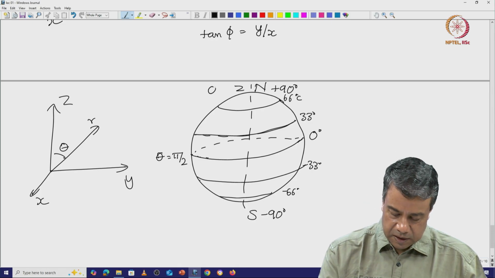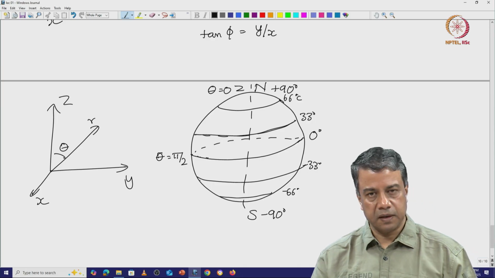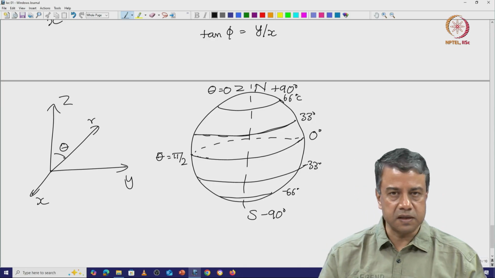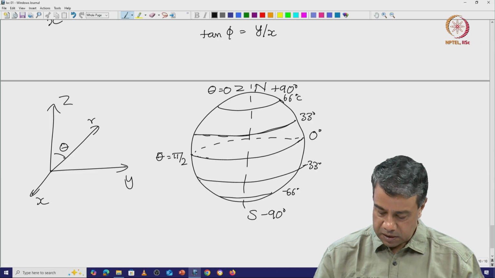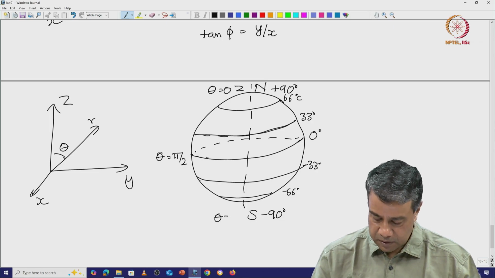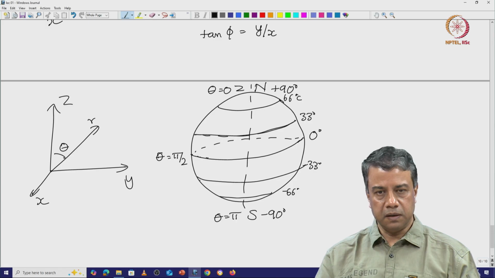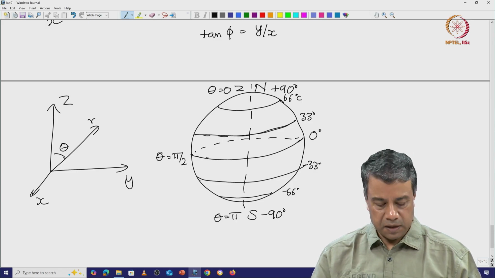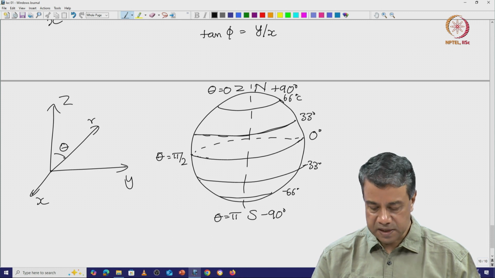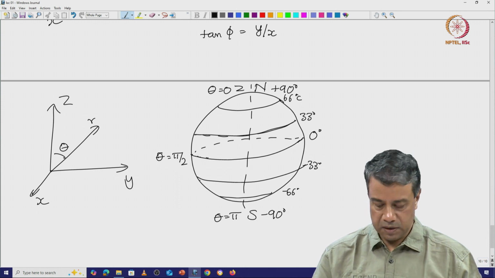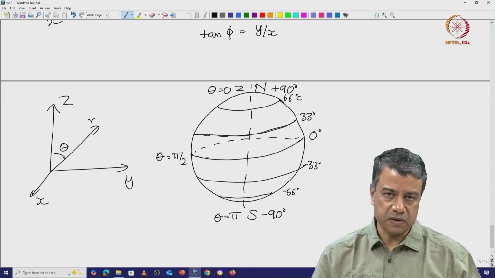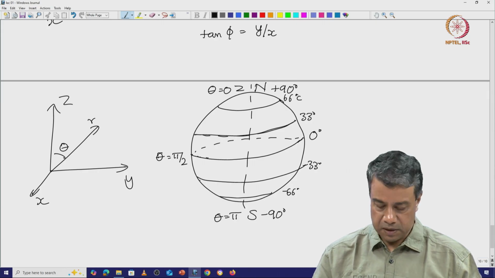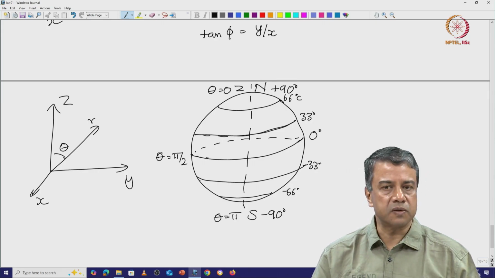The North Pole is theta equal to 0, because the angle theta is 0 at the North Pole. The South Pole is theta equal to pi. So, in our azimuthal coordinate system, theta equal to 0 corresponds to plus 90 degrees for the latitude, theta equal to pi corresponds to minus 90 degrees for the latitude, and theta equal to pi by 2 corresponds to 0 degrees.